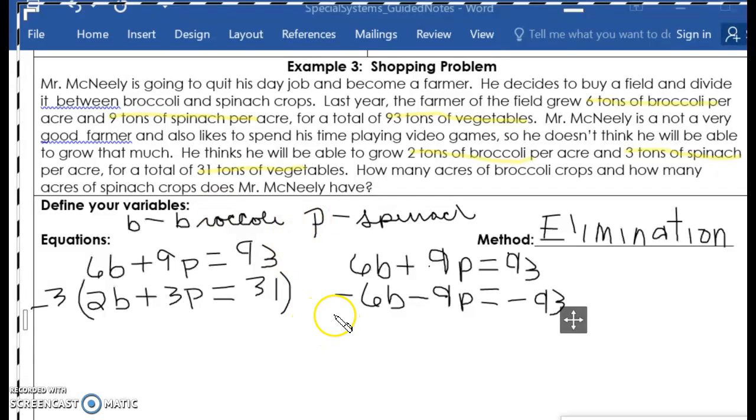When we add our two equations together, the b's cancel, the p's cancel, and we end up with 0 equals 0, which means it's an infinite solution. Any ordered pair would work. Can you think of one?